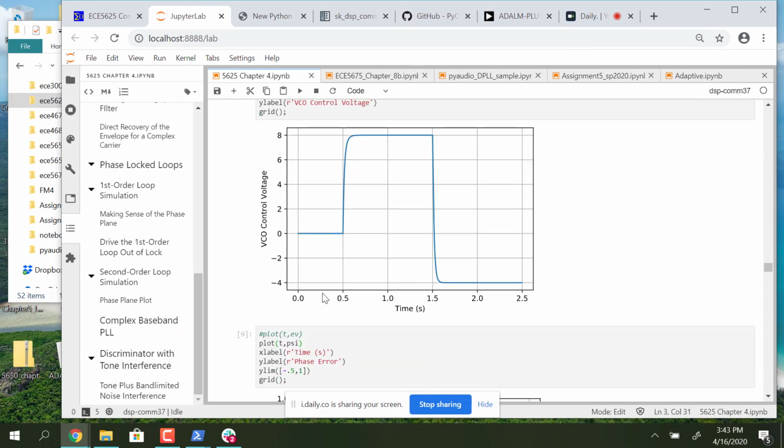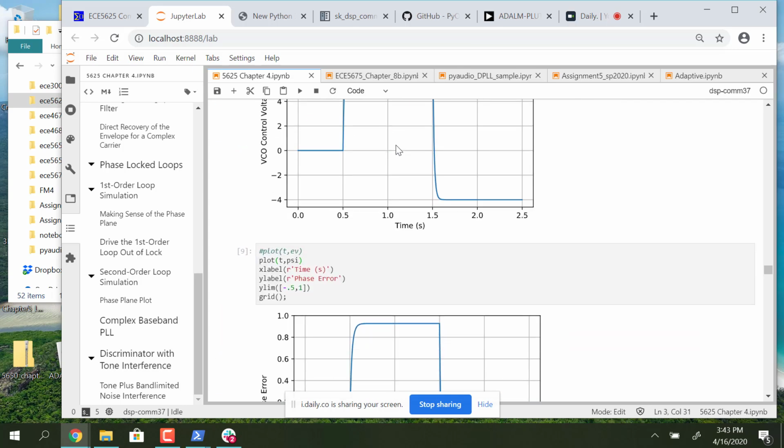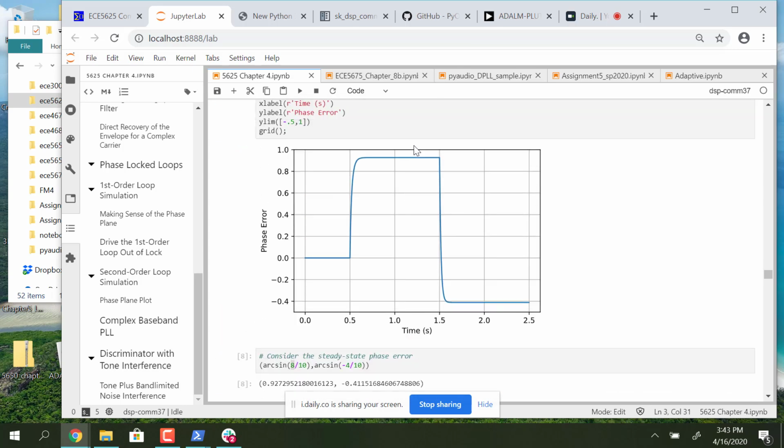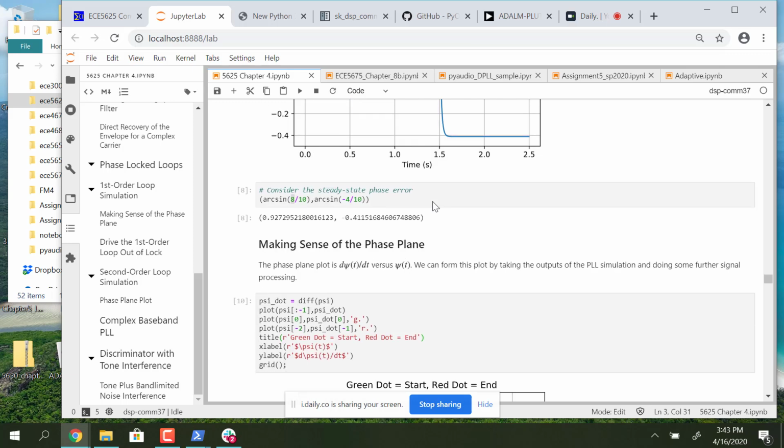So this should now make more sense. The VCO is doing exactly what it needs to do to match the input, and then the phase error is slightly different through the scale factor and then through the arcsine because of the phase detector.